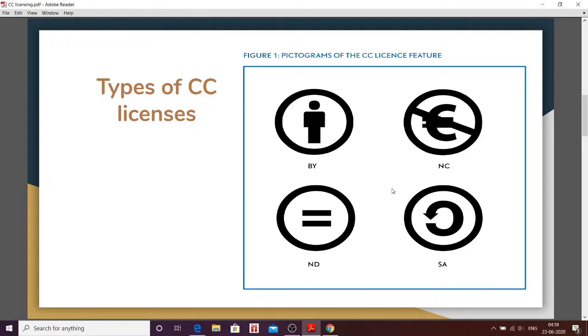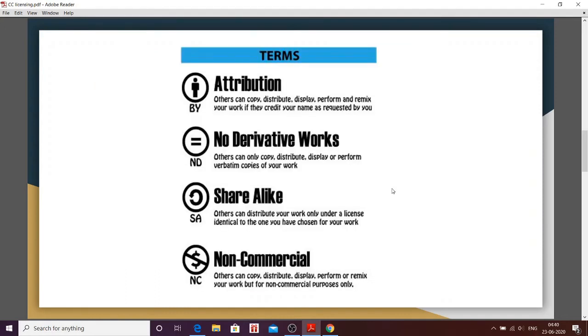ND is non-derivative. Non-derivative means you can share the work, but you cannot change the work. For example, you're creating a remix of a song, or you're using a photograph made by somebody else and realigning it your own way. That is not possible when it is non-derivative. And SA is share alike. In share alike, you can copy the work, but you cannot change the license of the work. So these are the different types: attribution, no derivative works, share alike and non-commercial.